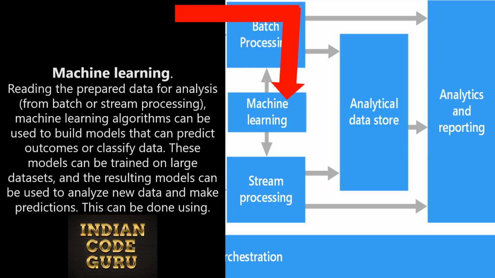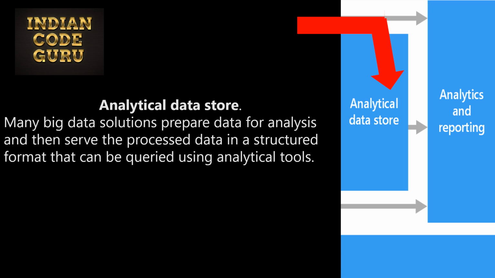Machine learning. Reading the prepared data for analysis from batch or stream processing, machine learning algorithms can be used to build models that can predict outcomes or classify data. These models can be trained on large datasets, and the resulting models can be used to analyze new data and make predictions. Analytical data store. Many big data solutions prepare data for analysis and then serve the processed data in a structured format that can be queried using analytical tools.